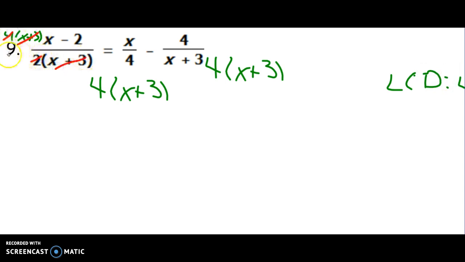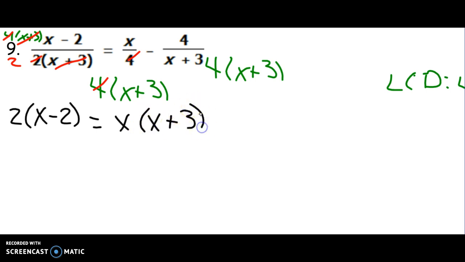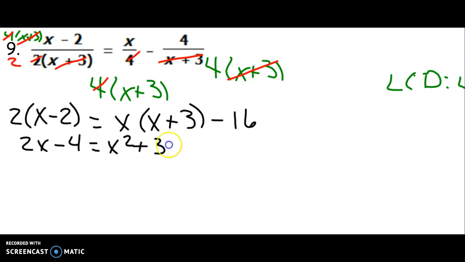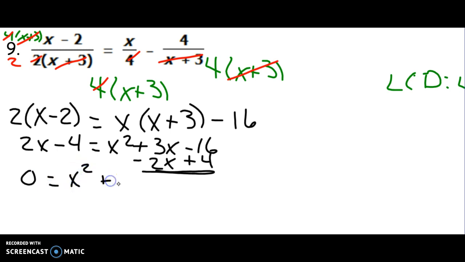2 goes into 4 2 times. So I have left here on the first one 2 times x minus 2. The 4 is the only thing that cancels here. So I'm left with x times x plus 3. The x plus 3's cancel here and here. So I'm left with 4 times 4, which is 16. Using my distributive property, x squared plus 3x minus 16. If I bring everything over, I add a 4, I'm going to subtract a 2x. So this gives me 0 is equal to x squared plus x.